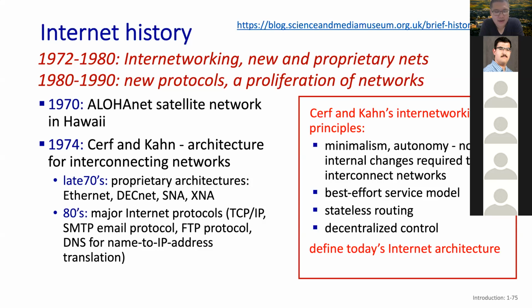Cerf and Kahn's internetworking principle is that they want to be minimalist, meaning they don't want to require a lot of internal changes when interconnecting networks. They want a best-effort service model, stateless routing across networks, and decentralized control. That defines the internet architecture.